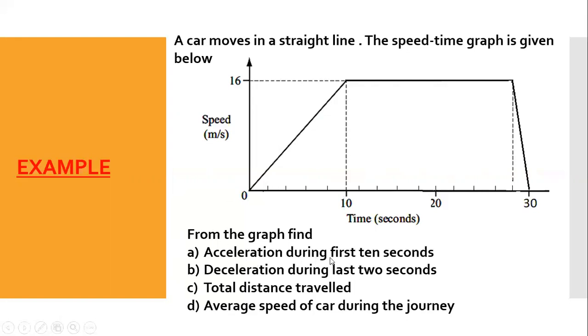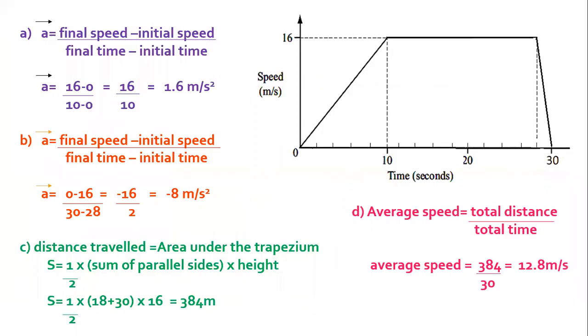You have to find the acceleration during the first 10 seconds. So from 0 to 10, you will take a pencil and a scale and drop a dotted line on the graph and then a corresponding line on the y-axis as well to see the values. Now you have to find acceleration. I've done the calculations. So you have to find the acceleration: final speed minus initial speed over final time minus initial time, or you can use the formula y2 minus y1 over x2 minus x1.